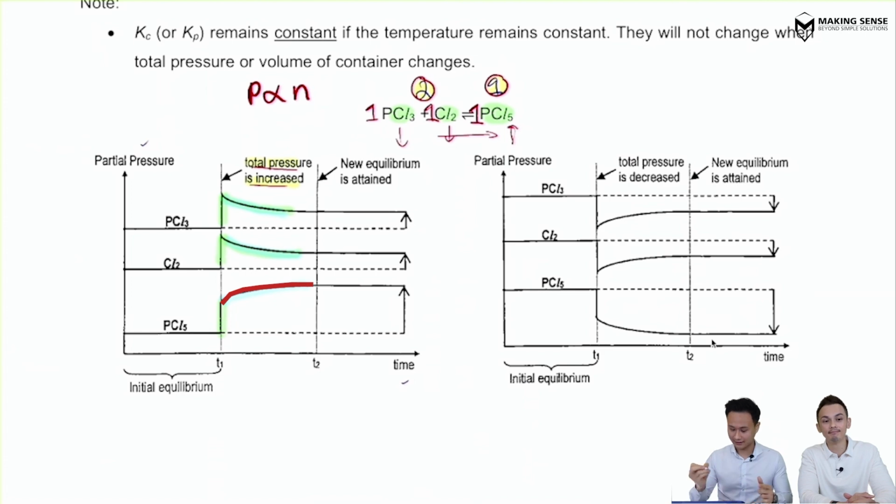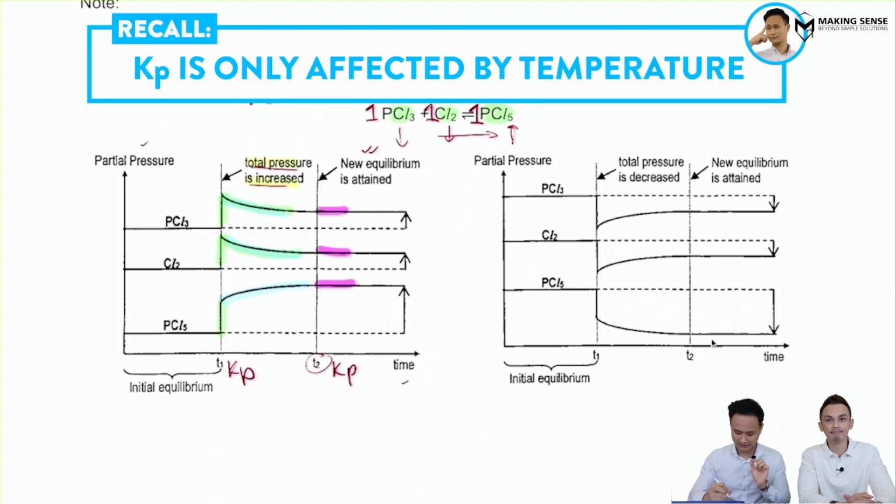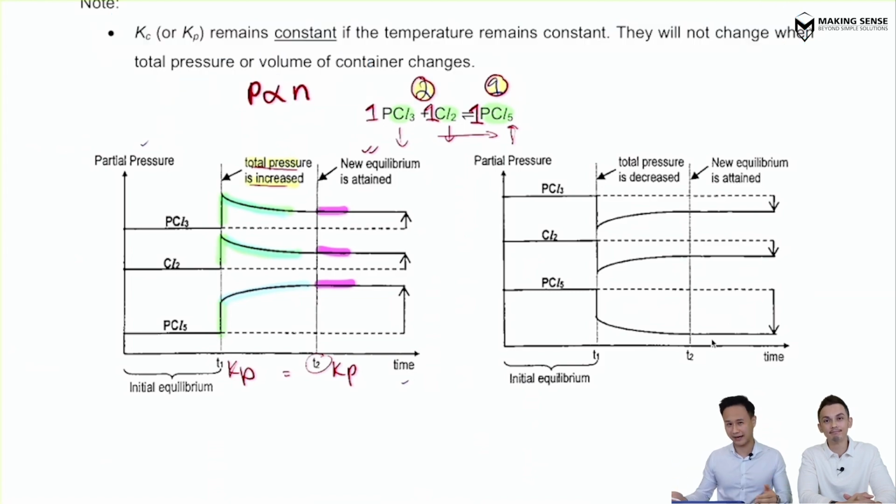Now again, you will realize that after a while, at time 2, this is where the partial pressures of each gas become constant with time. You can see how it is fixed again. That means the new equilibrium has been attained. And again, just remember, we are not changing temperature here. So the initial Kp and the final Kp at T2 must be the same. This is basically what pressure is. Not too bad, not too bad.